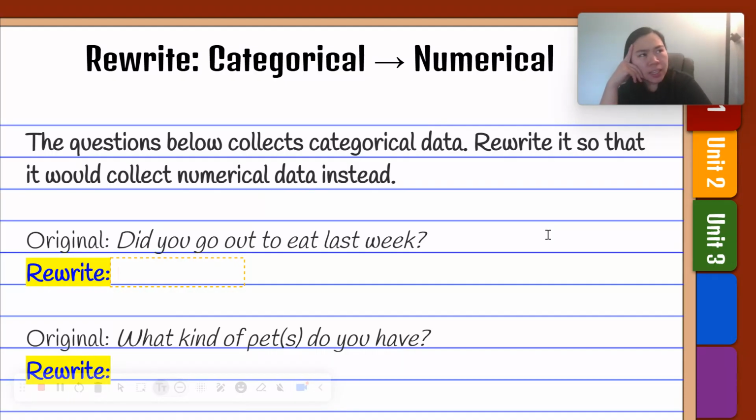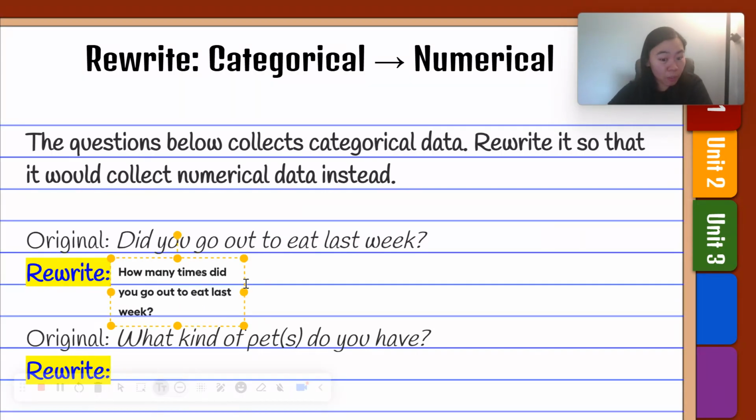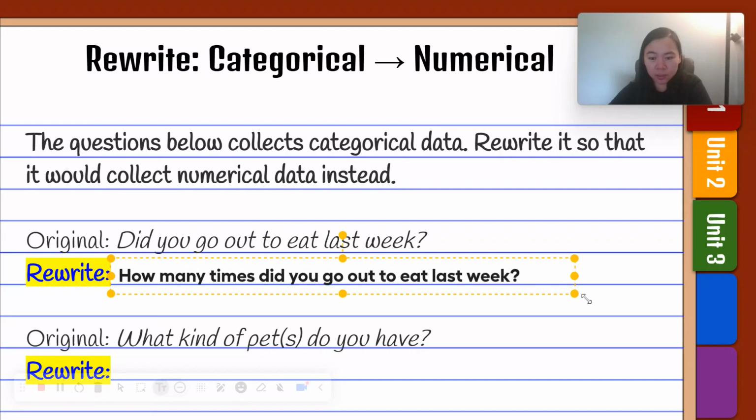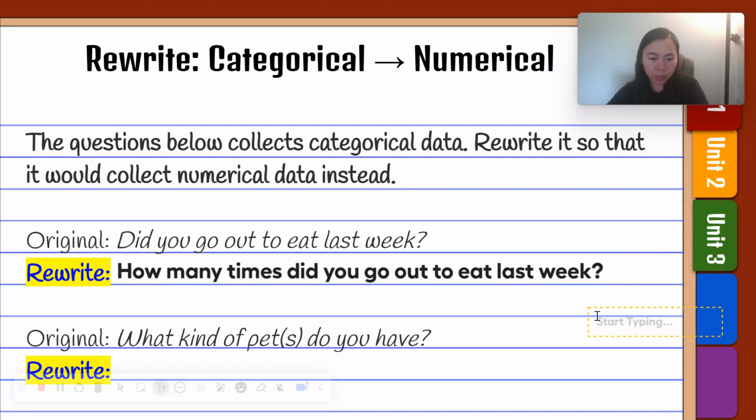Did you go out to eat last week? Maybe I'm wondering how many times did you go out to eat? That would give us a number. That how many stems, right? Okay.